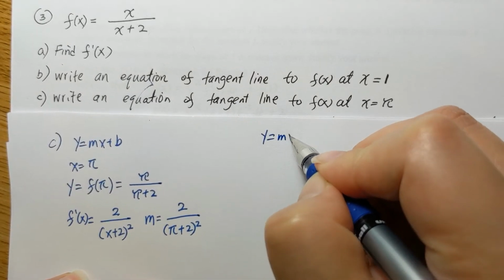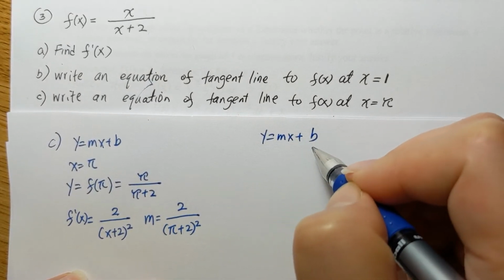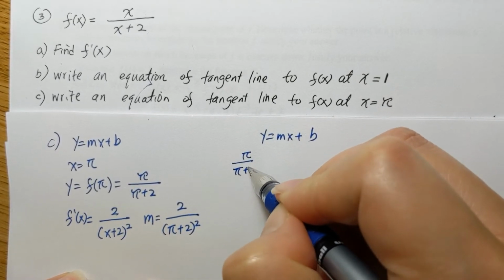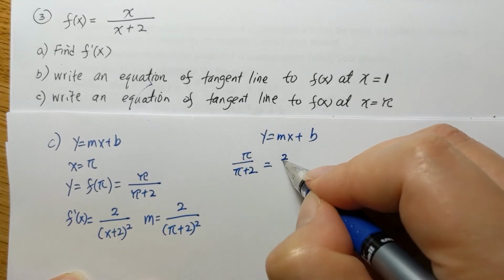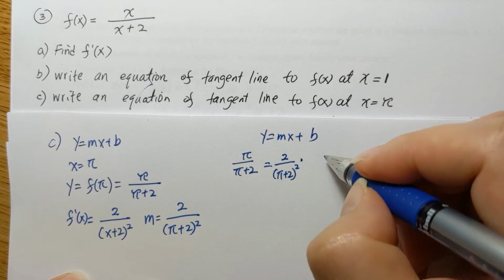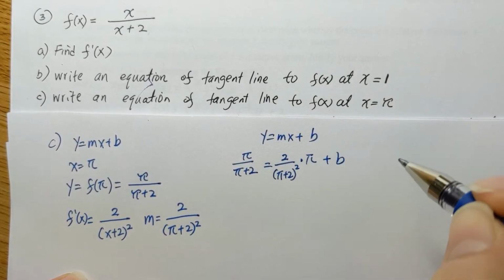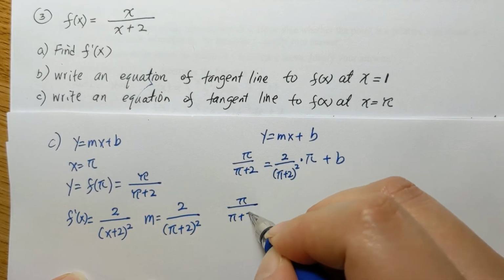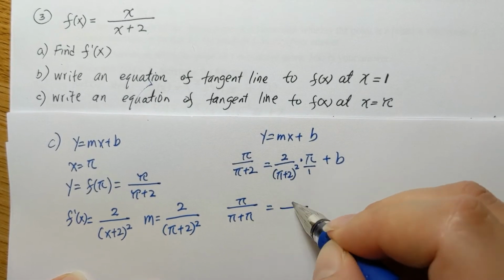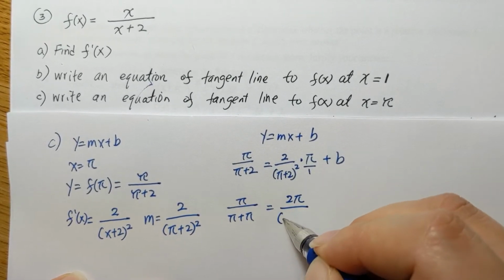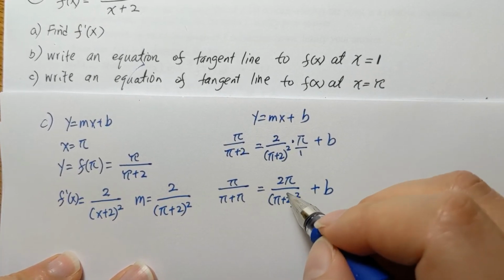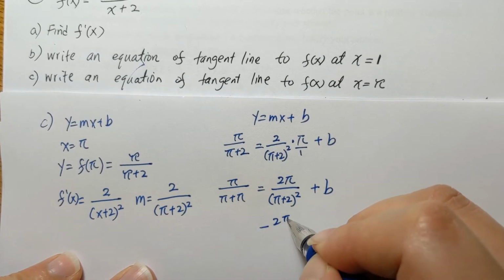So now we're going to substitute into y = mx + b. The y value is pi over pi plus 2, the m is 2 over (pi plus 2) squared, and the x is pi, and what's b? So now we're going to multiply the 2 with the pi, because pi is pi over 1. So you get 2 pi over (pi plus 2) squared, plus b. You are not allowed to convert to decimal, so therefore you subtract this from both sides.